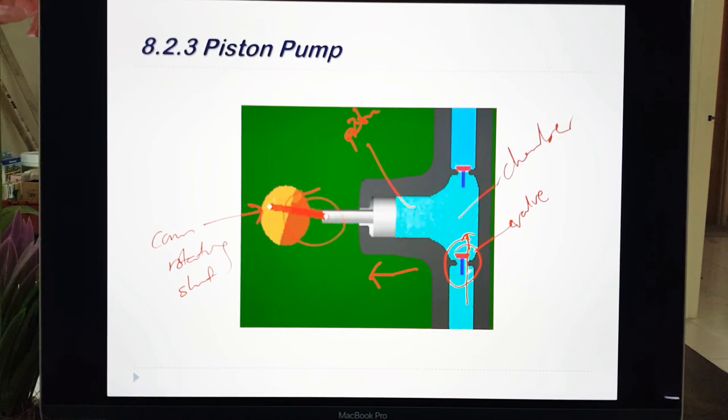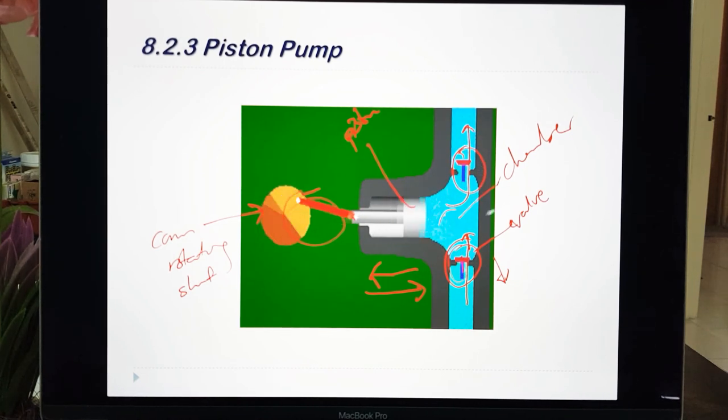When the piston pump is moving backward, this particular valve will open and the liquid will go into this chamber. However, when the piston pump is moving forward, this valve will close, it will go down, and this other valve will open and allow the liquid to be discharged to the higher level. This is due to the different pressure created by the movement of the piston.